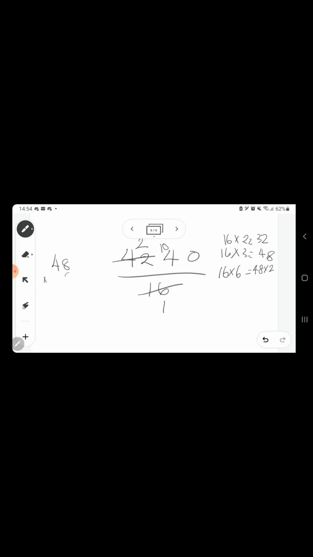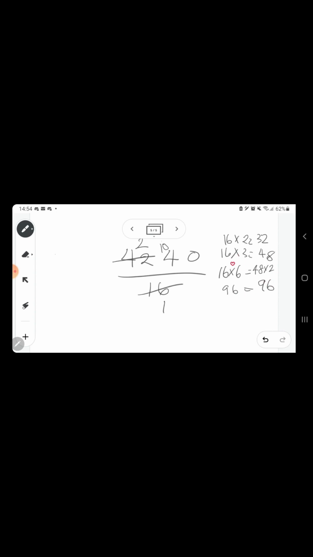48 times 2, 2 times 8 is 16. Remainder 1. 4 times 2 is 8. Add 1, 9. So, you can see that for both sides, we got 96. 16 times 6 is 96. 48 times 2 is 96. So that tells me that 16 times 6 is 96.